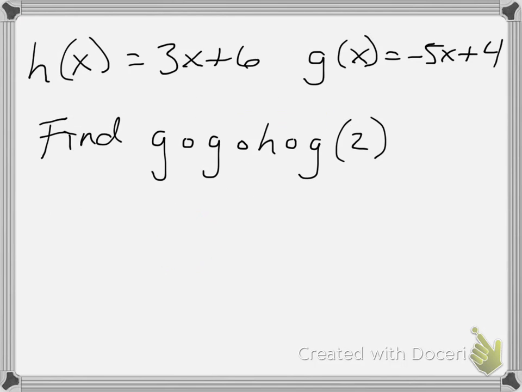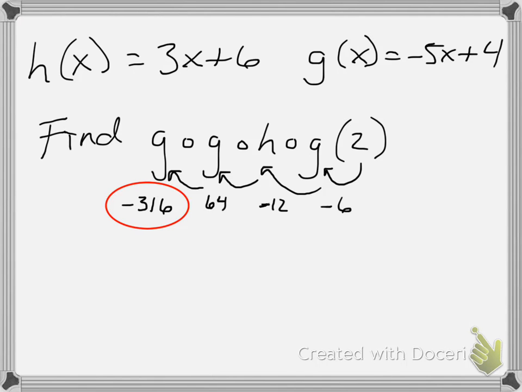Okay, you try one. There you go. Find g of g of h of f of 2. So, step 1, negative 6. Okay. Step 2, negative 12. So now we're going to put negative 12 into g, and that is 64. And 64 goes into g again for negative 316. I did it right.